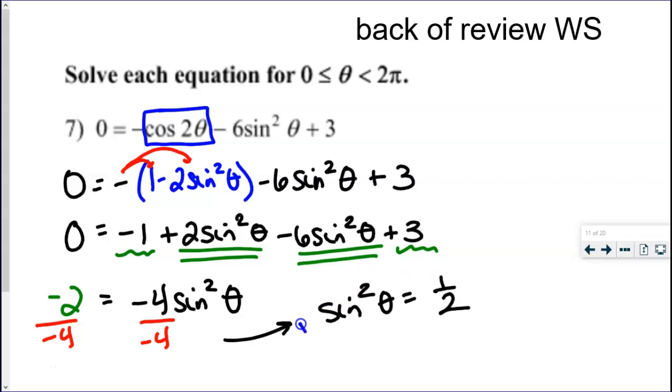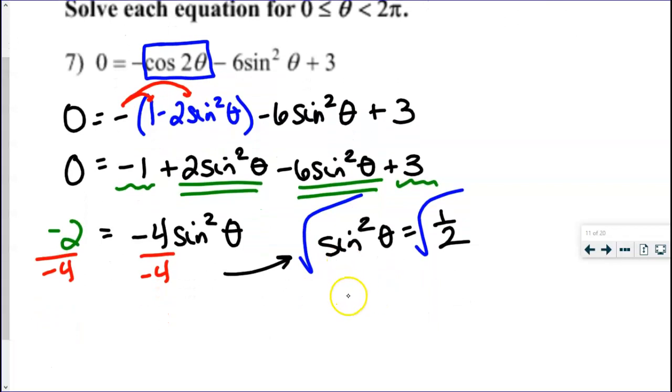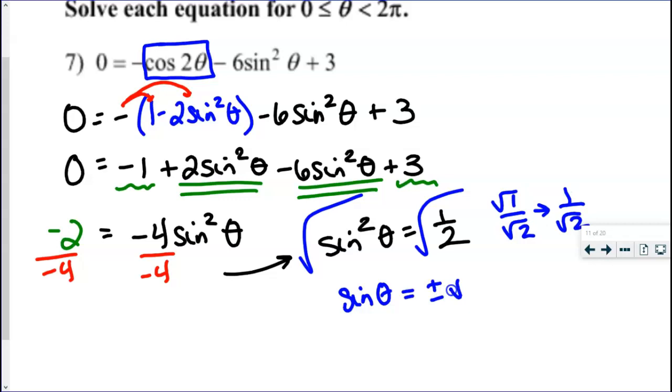And then, oh man, nightmares from the last test. When you guys square root an equation in math, your answers are both positive and negative. So y'all, you got sine of theta equals positive or negative, and then if you square rooted 1/2, think about what happens here. Square root of 1 is 1, but then the square root of 2 gets rationalized, so this is square root of 2 over 2.